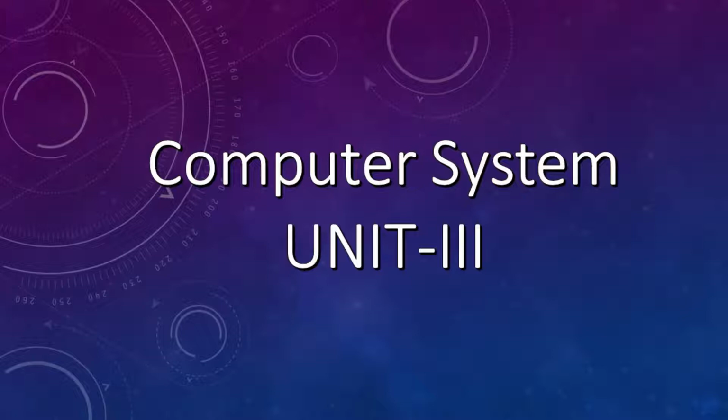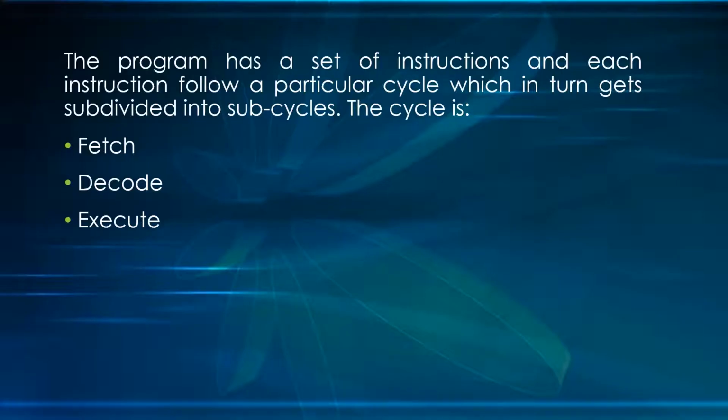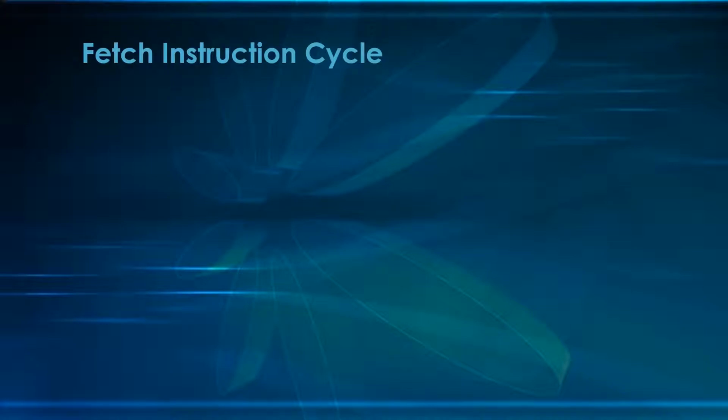According to the definition, a program has a set of instructions and each instruction follows a particular cycle, which in turn gets subdivided into sub-cycles. The cycle is: 1. Fetch. 2. Decode. 3. Execute. Fetch cycle is the first step of the instruction cycle.